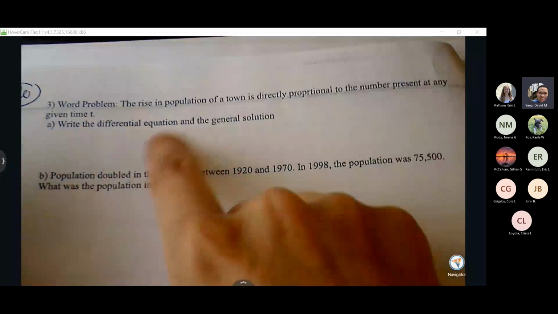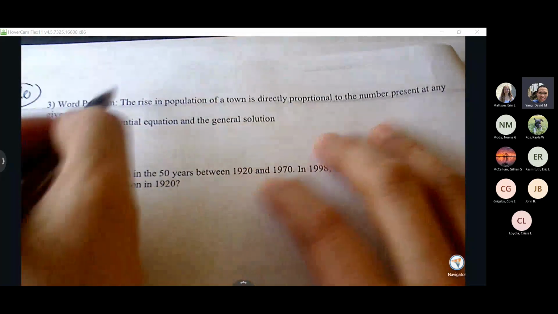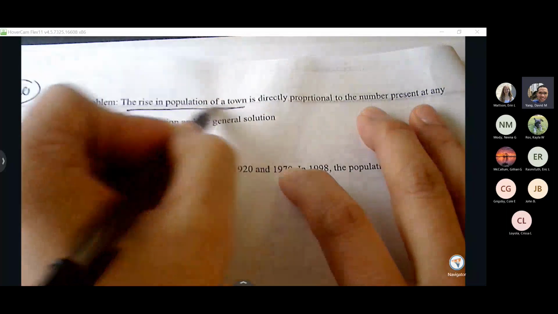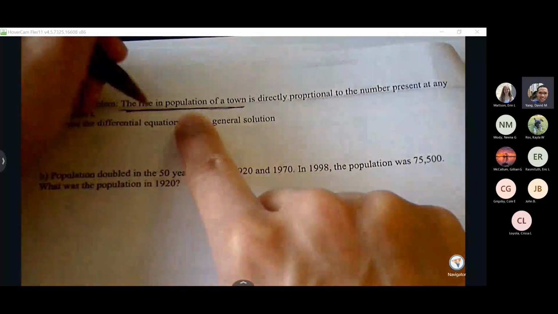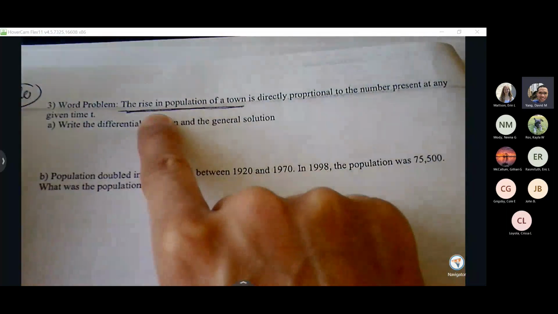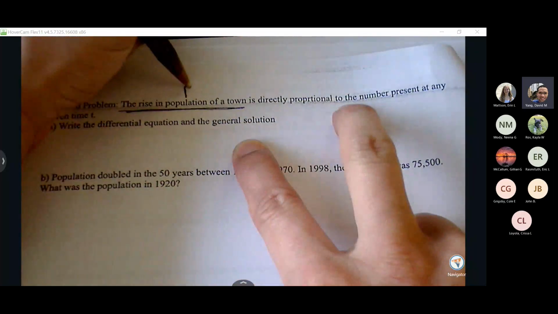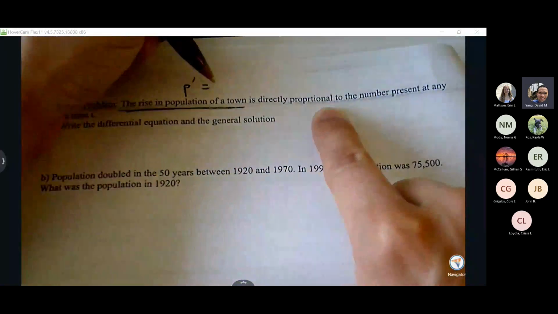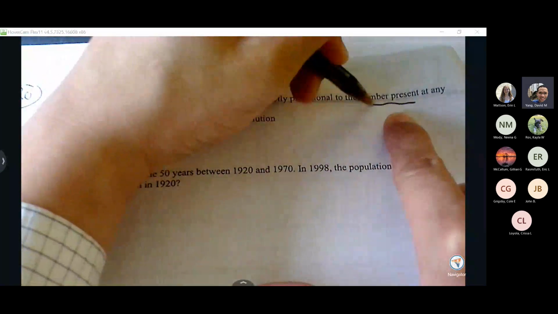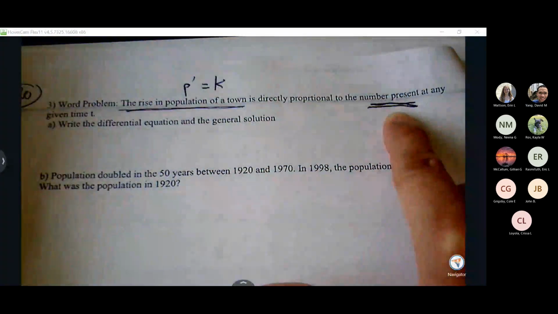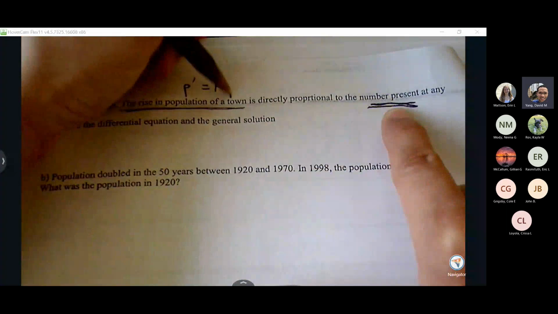Okay, number 3, word problem: the rise in population of a town. I'll use P to represent population, but it says the rise in population, so you know that's a rate. So I'll say P prime is directly proportional to the number of people. So P prime equals KP.